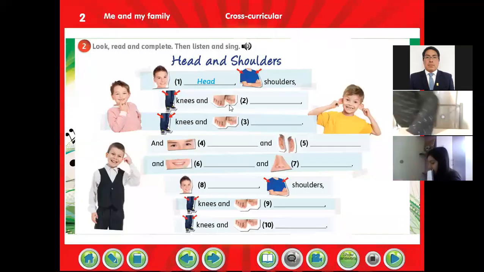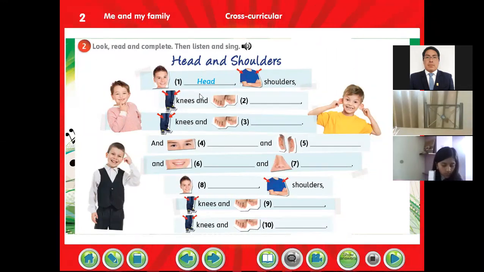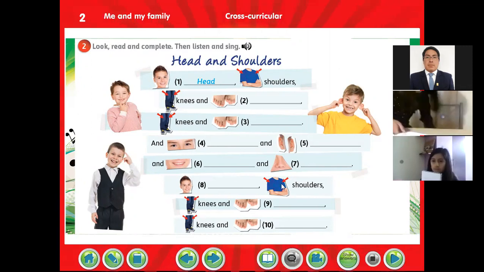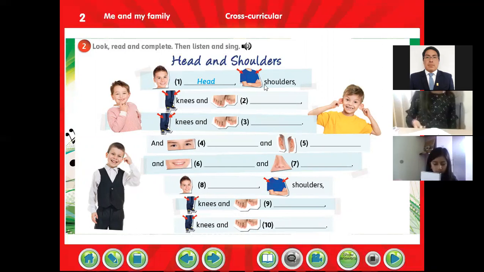In your book it is the same. In your book is the song. In activity 2, on page 23, is the song. Head, shoulders, knees and... Head, shoulders, knees and... It's the song. This is the song.